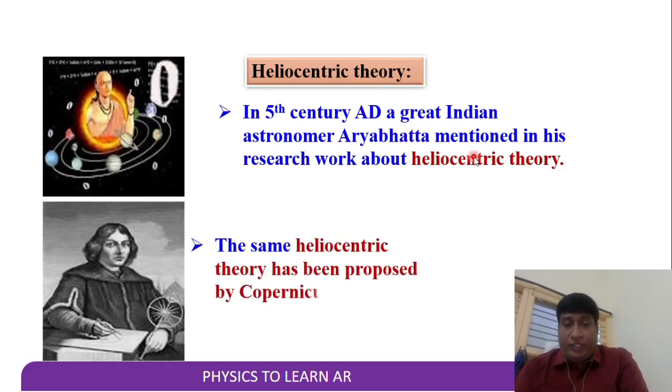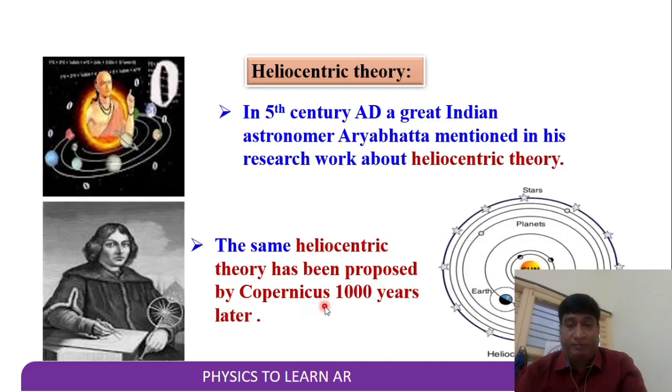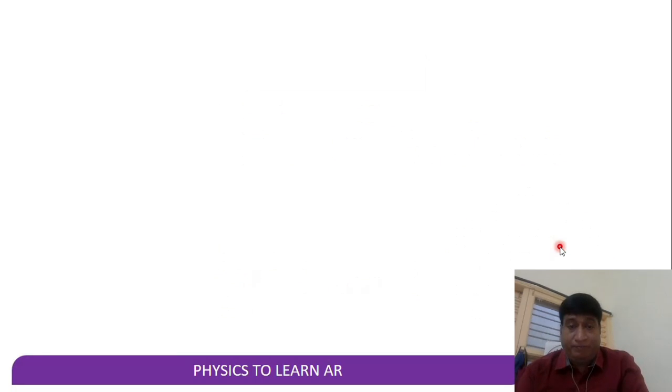The same heliocentric theory was proposed by Copernicus, 1000 years later. He is a scientist named Copernicus, who explained the heliocentric theory. In the heliocentric theory, the Sun is at the center, and all other planets, including the moon, revolve in an elliptical orbit or circular path.